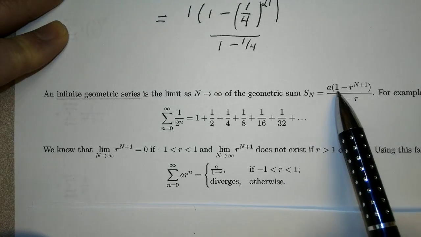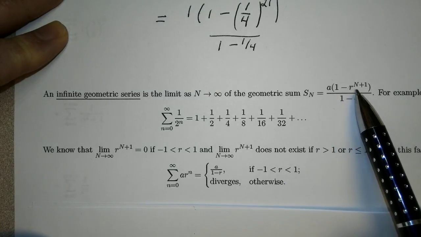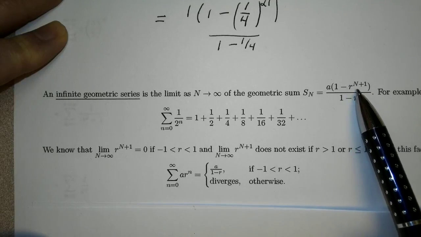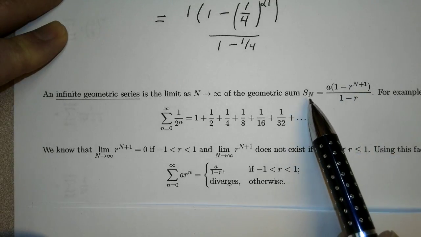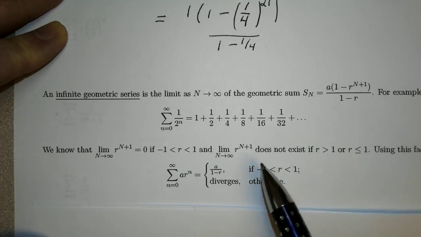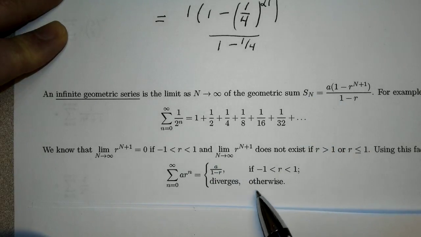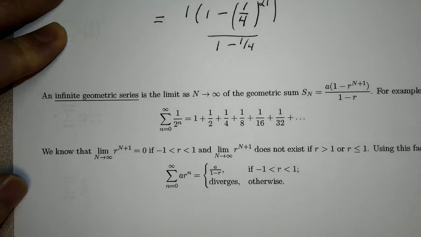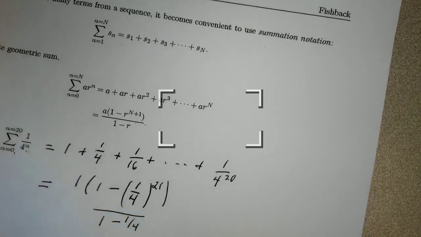So take a look at this formula, and if r is between -1 and 1, we know that this goes to 0. So as we add more and more terms together, we get something that looks more and more like a over 1 minus r. This is what's known as the geometric series formula. Let's take a look at some examples.